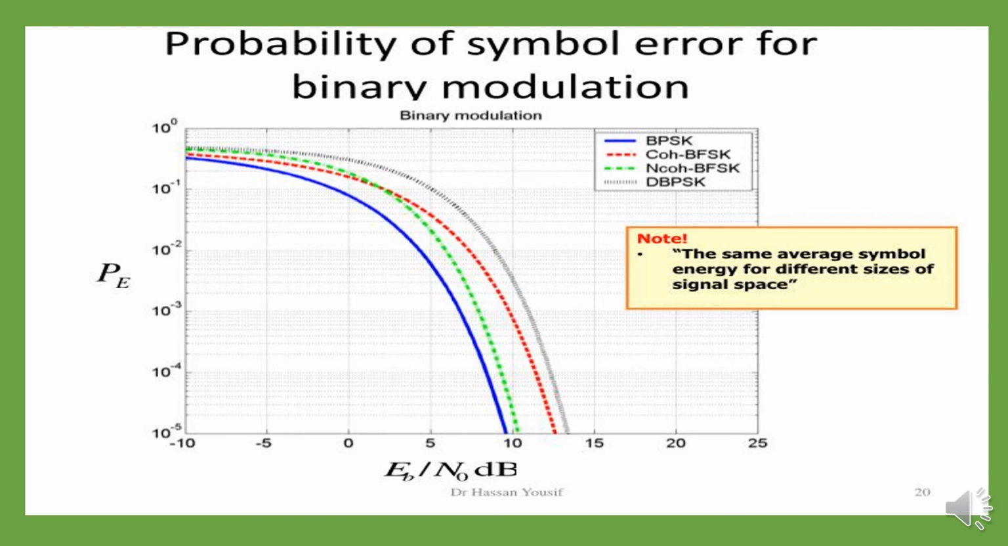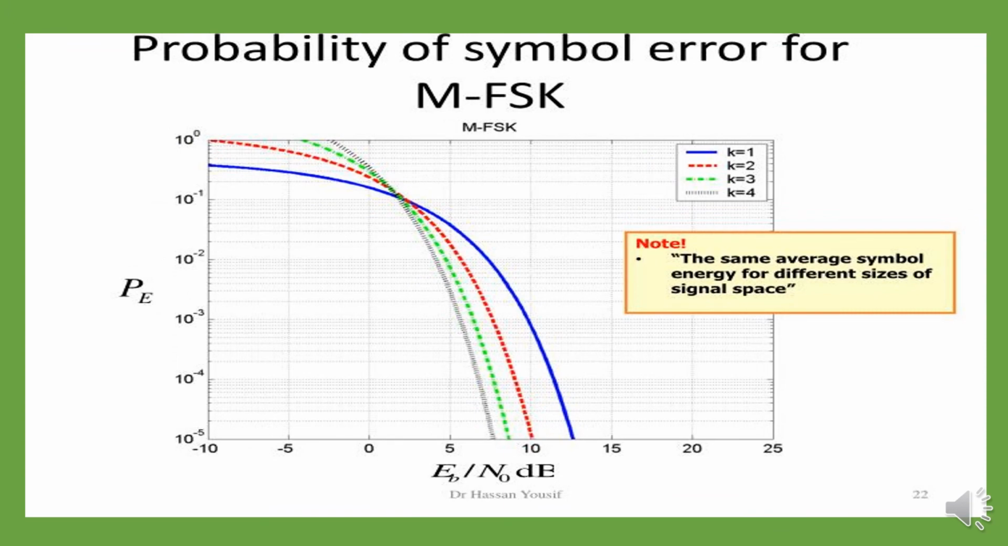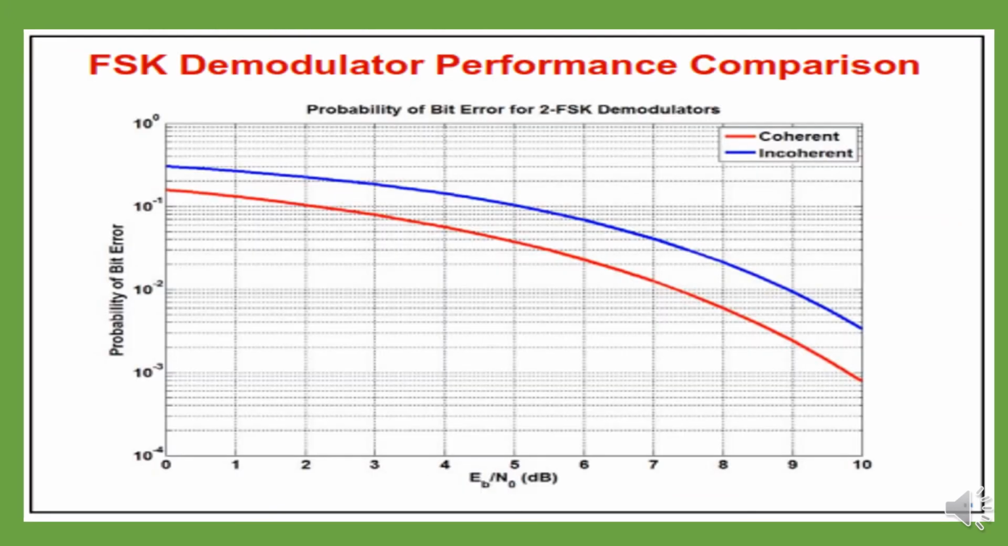Now we will see the graphs. This is the probability of symbol error for the binary modulation, and this is the comparison graph for BPSK, coherent BFSK, non-coherent BFSK, and DBPSK. This is the probability of symbol error for MPSK. This is the probability of symbol error for MFSK. This is the comparison for the FSK demodulator for coherent and non-coherent.